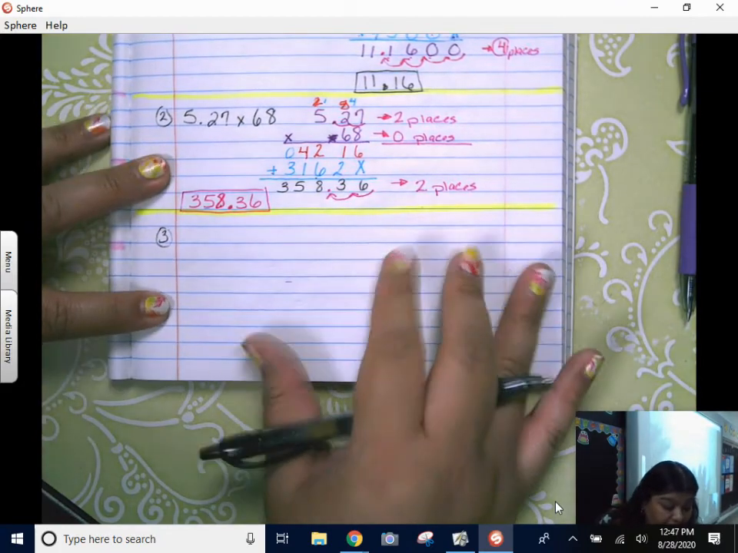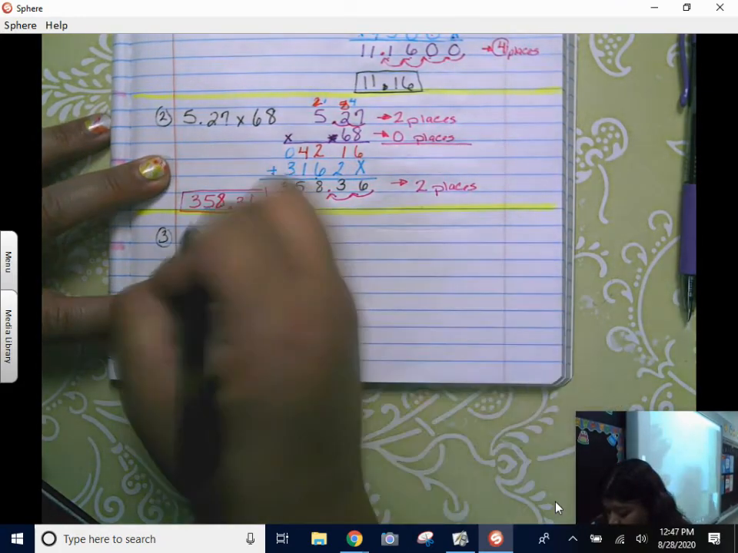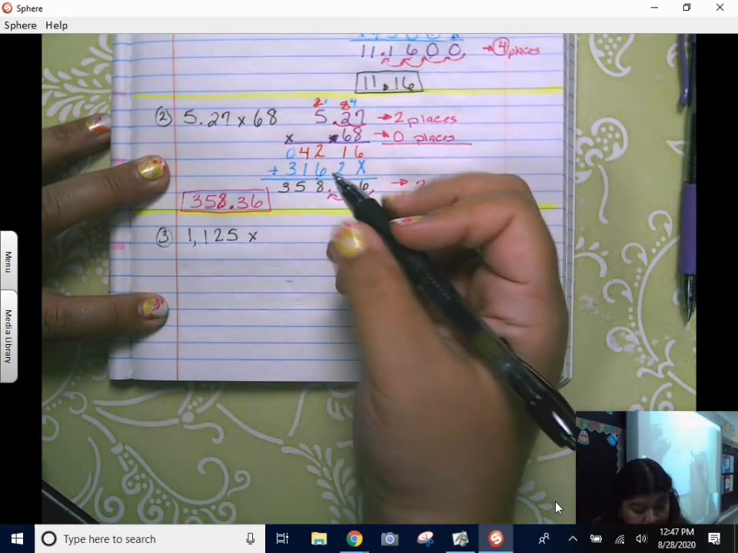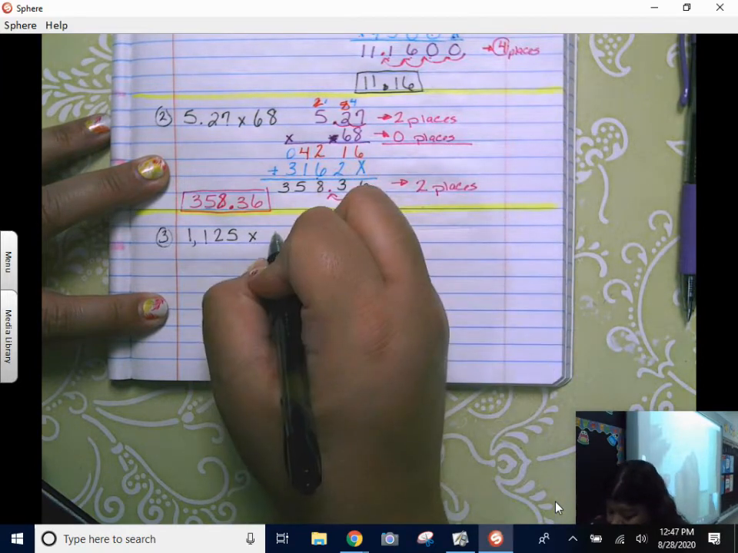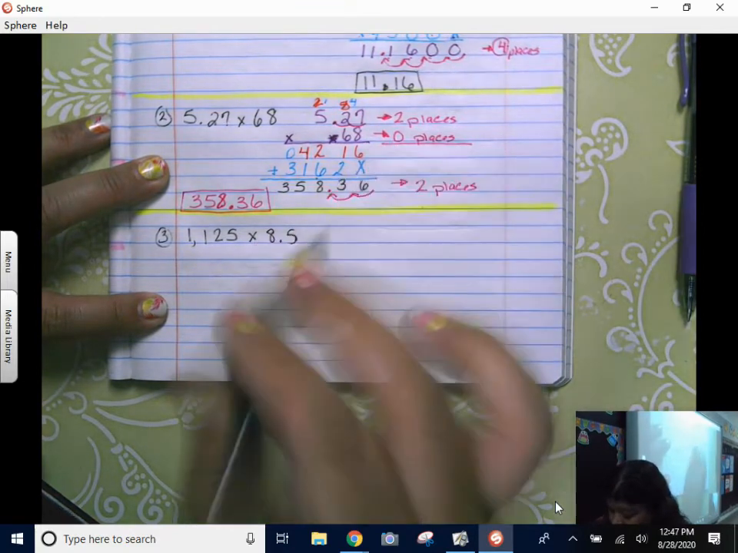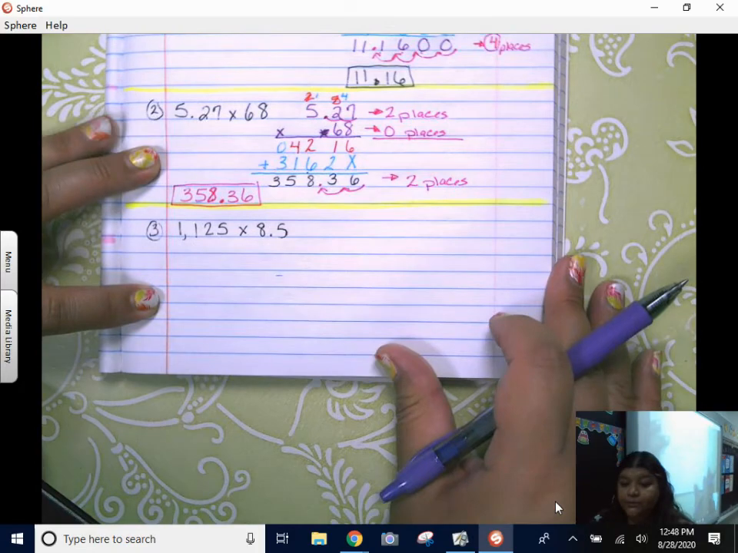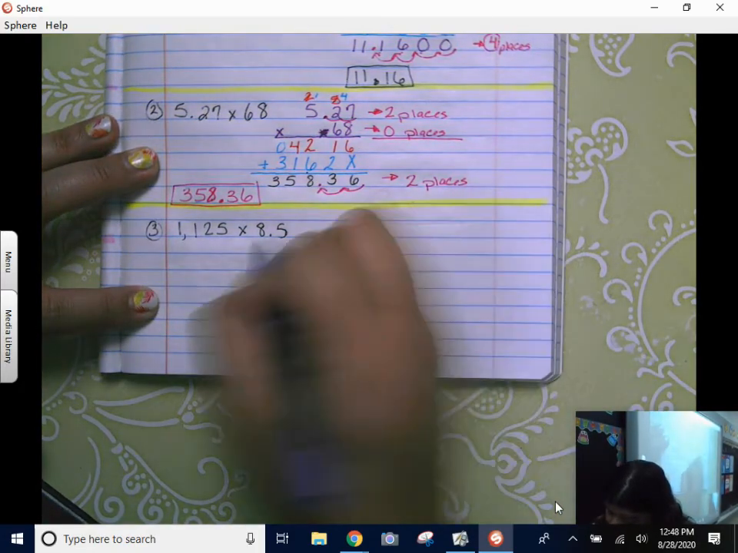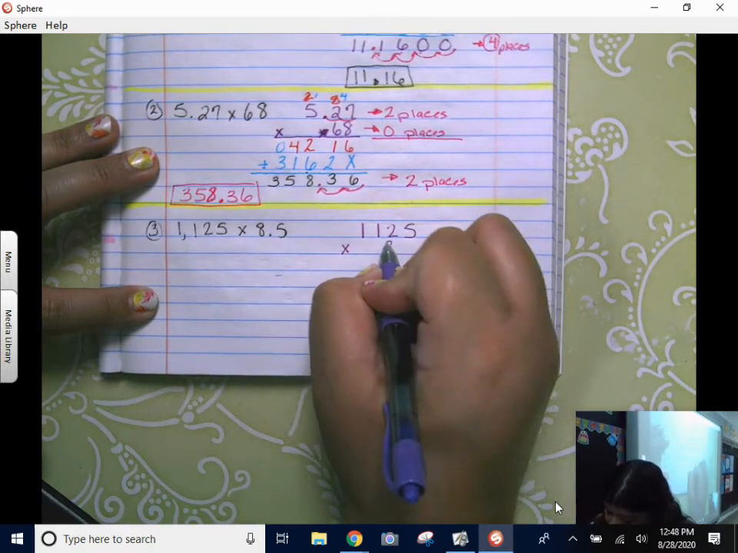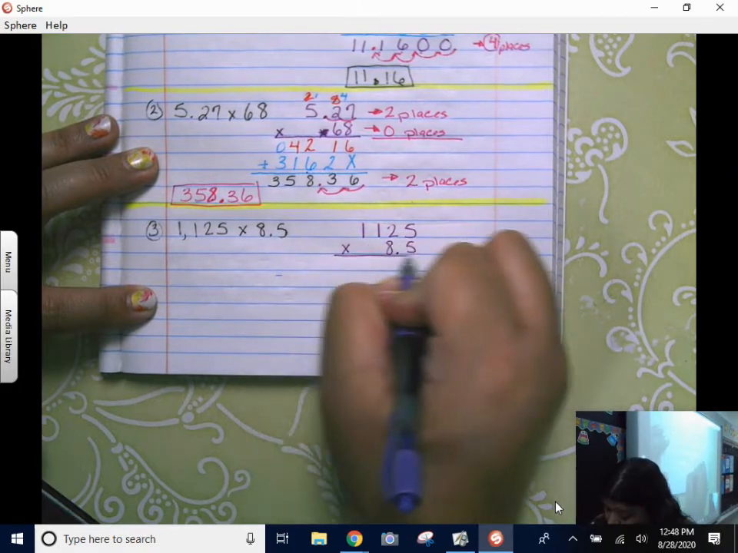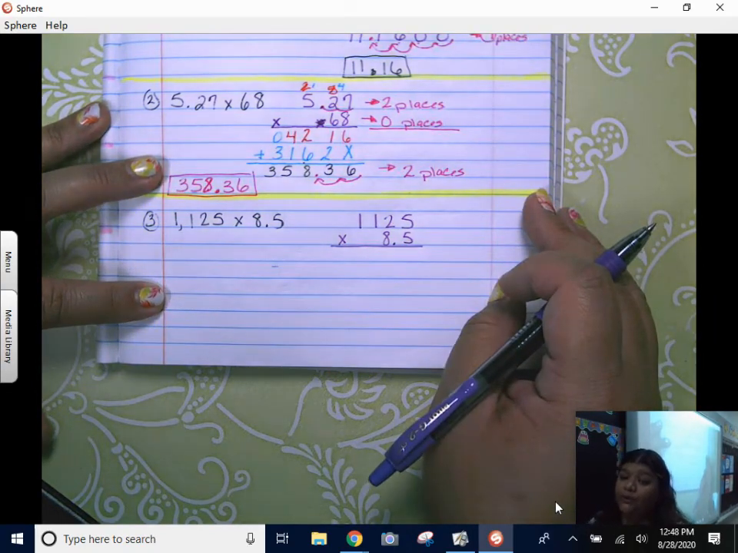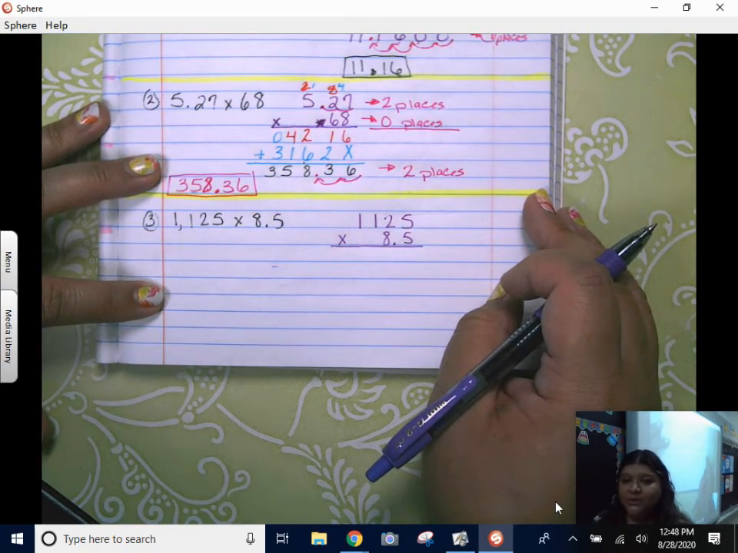Okay. Last one. Let's take 1,125, multiply that times 8 and 5/10. Okay. First thing we're going to do, write our numbers vertically. So 1,125 times 8 and 5/10. Okay. Didn't line anything up. I just flushed everything to the left because we're pretending that they are whole numbers. Okay. So we're multiplying 1,125 times 85.